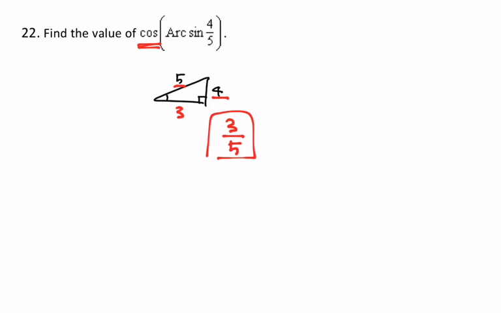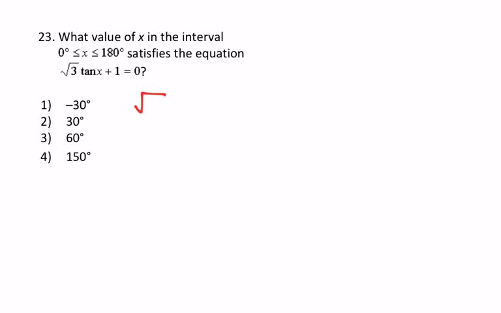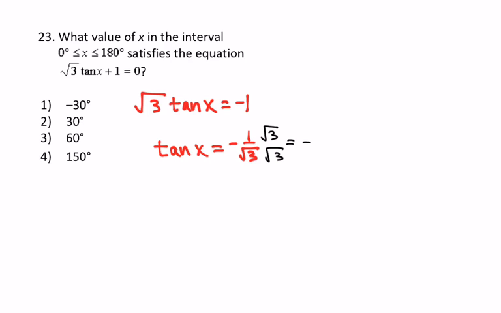All right, let's move on to the next question. Number 23. All right, so to find the value of x, we're going to subtract 1 from each side. Then we get radical 3 tangent x is equal to negative 1. And then obviously I'll be dividing each side by radical 3. Then tangent x is equal to negative 1 over radical 3. To rationalize the denominator, we multiply top and bottom by radical 3. Then negative radical 3 becomes the numerator and the denominator is 3.